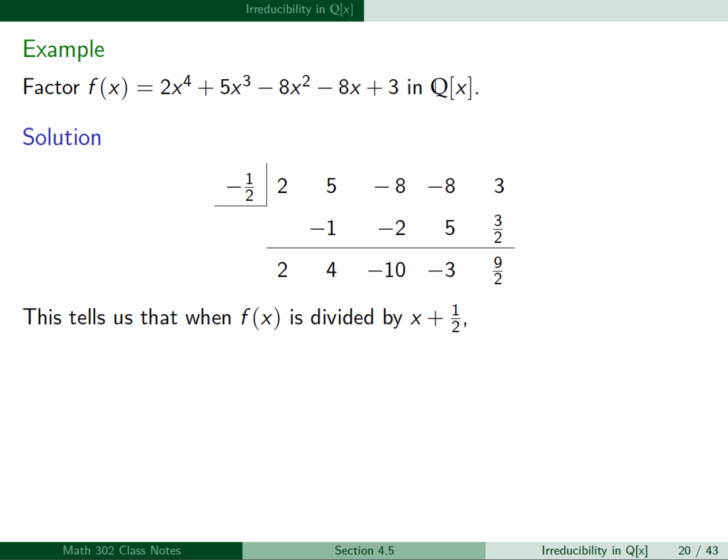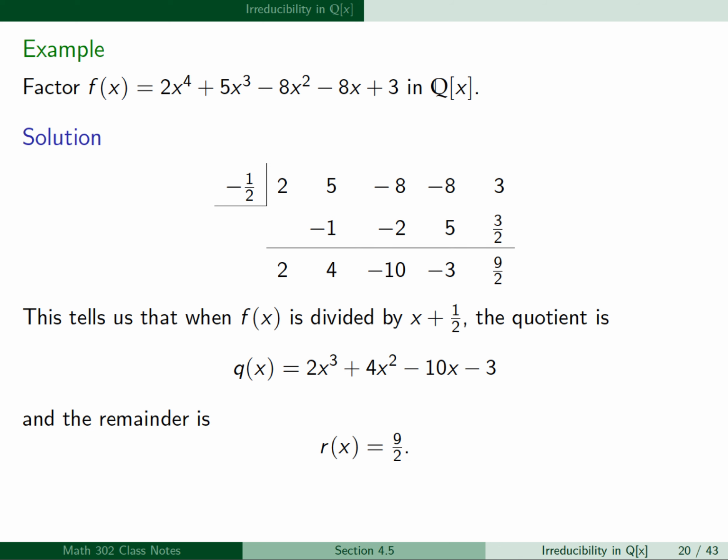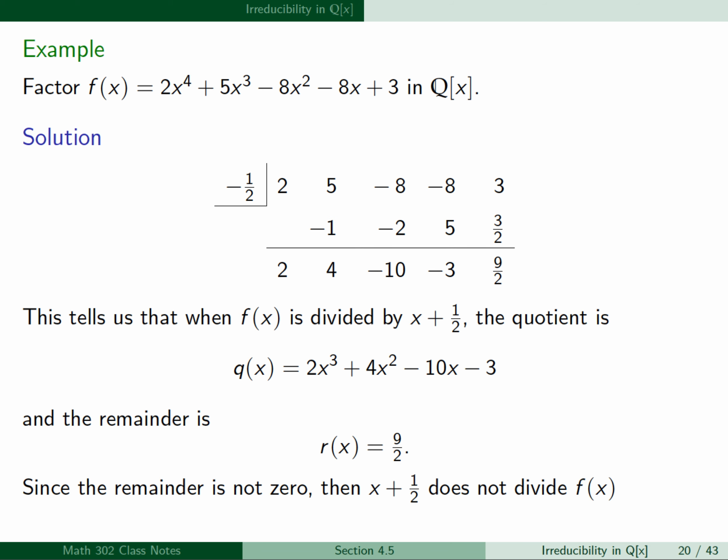Now this tells us that when f of x is divided by x plus 1/2, the quotient q of x is 2x cubed plus 4x squared minus 10x minus 3. We can read those coefficients off of the bottom row. And the last entry in the bottom row is the remainder. So the remainder r of x is 9/2. And since the remainder is not 0, then x plus 1/2 does not divide f of x, and hence minus 1/2 is not a root.